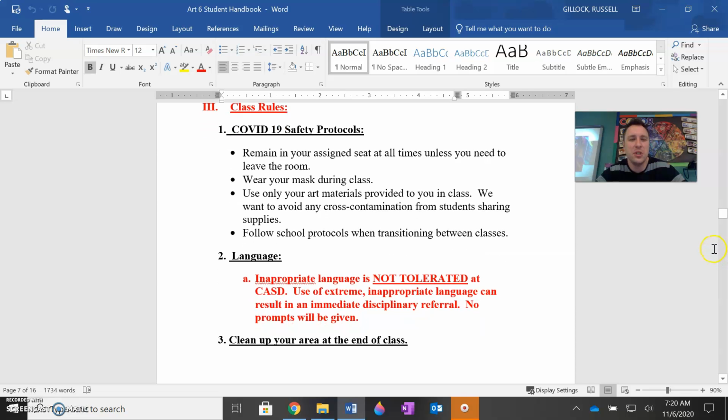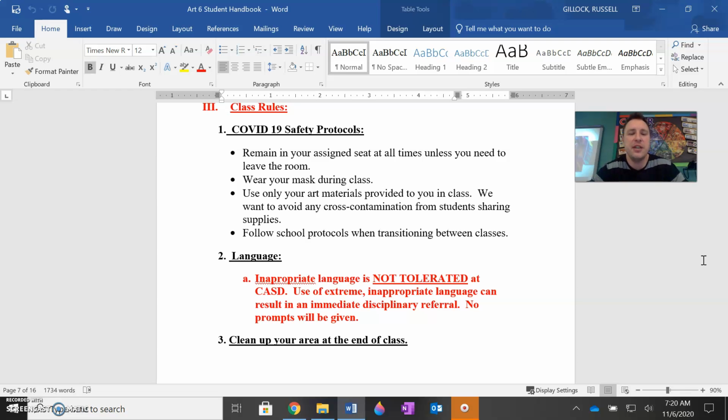So the class rules here, the COVID-19 protocols. The main thing I want to talk about is you all should have been given a bag of art supplies in your homerooms earlier this year. And if you did not, just let me know and I can get you those supplies when you come into school. But they are yours to keep, but I do ask that you only use them in class and you don't use them for anything outside of class until the course is over in 4.5 weeks. The reason for that is we want to make sure there's no cross-contamination between materials, that you're the only ones using it.